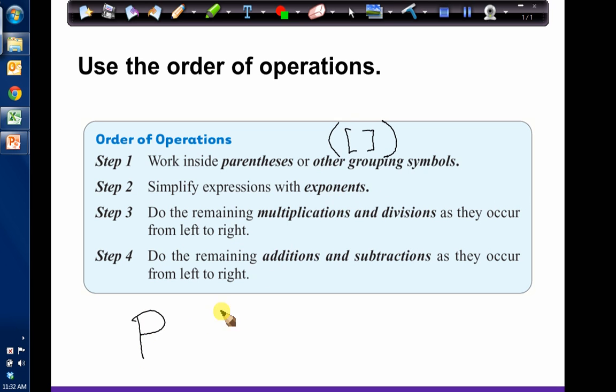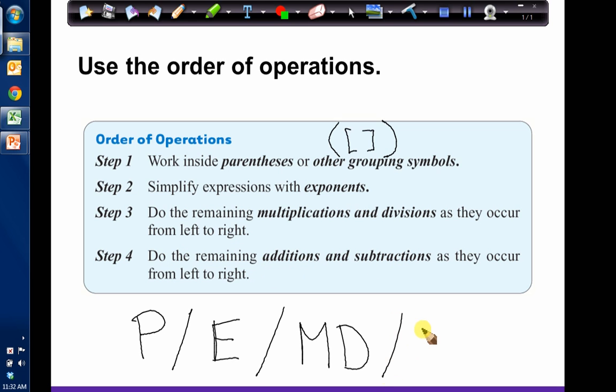And then we'll work inside the exponents. Okay, so we'll deal with exponents next. Then after exponents, we'll do multiplication and division in order from left to right. And then we'll do addition and subtraction in order from left to right. So multiplication and division are on the same level, and addition and subtraction are on the same level, because really they're the same operation, they're just inverses of each other, right? So first we're going to do parentheses, then exponents, multiplication, division, then addition, subtraction.